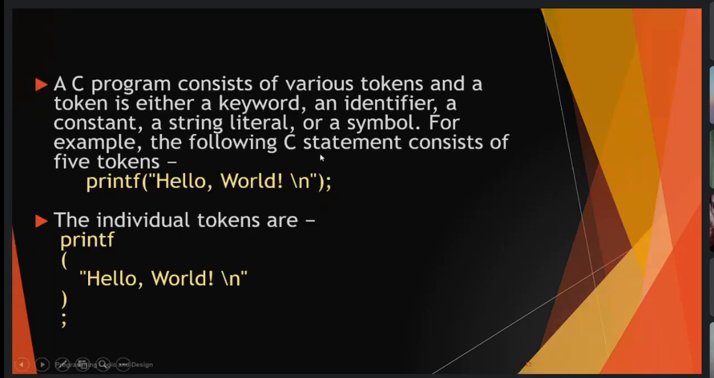Okay, so a C program consists of various tokens, and a token is either a keyword, an identifier, a constant, a string literal, or a symbol. Okay, so let us look at this example. It is indicated here that there are different tokens in this one statement. As you can see, a token can either be a keyword, an identifier, a constant, a string literal, or a symbol.